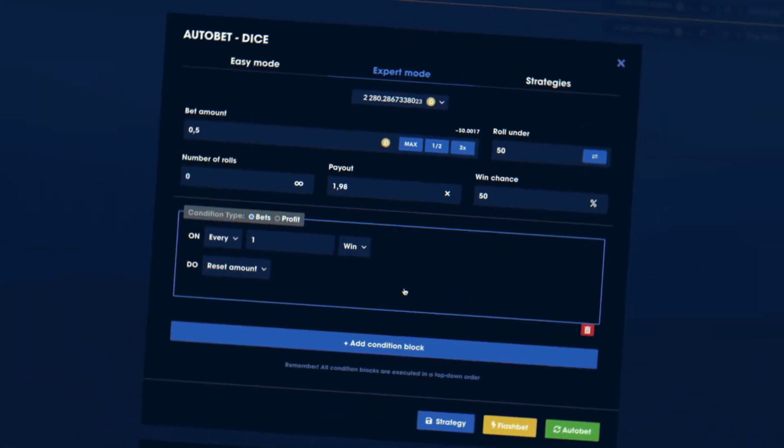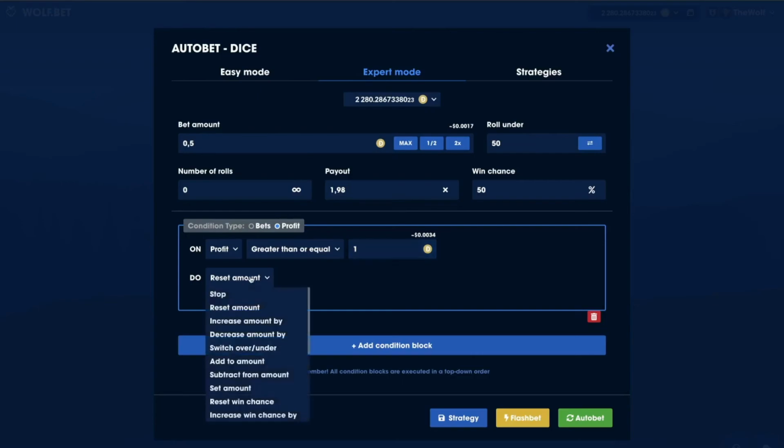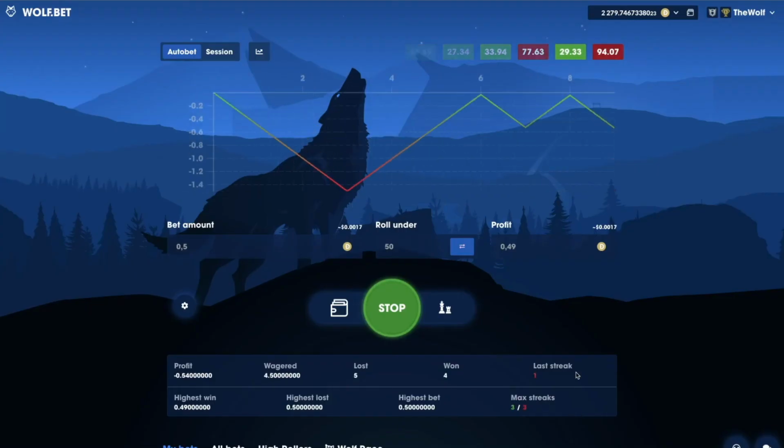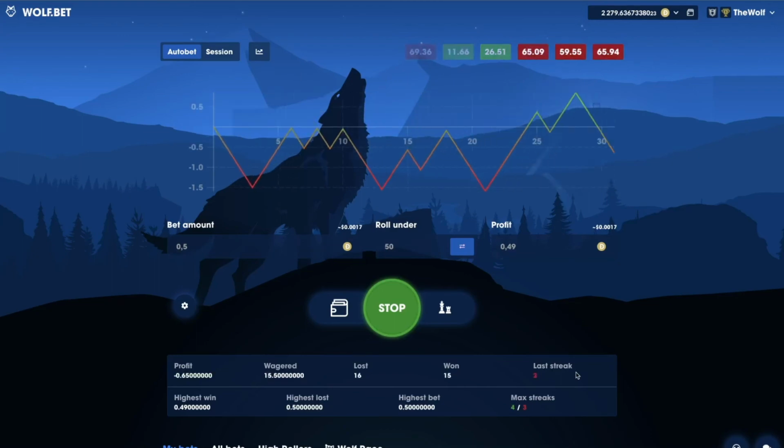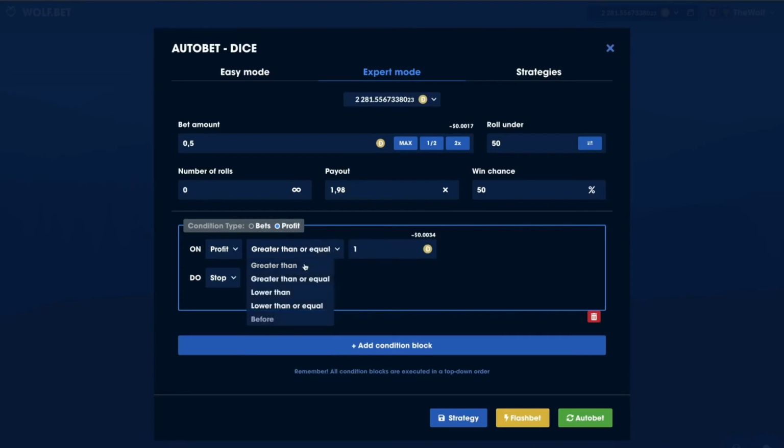And there you go! After going through bets mode on Autobet, I will now quickly explain how the profit mode works. When you select On Profit, you're setting your desired action to happen when your profit goal is met. For example, if I choose On Profit greater than or equal to, let's say 1 dodge, I'm setting my action to happen when I get 1 dodge of profit or more. In this case, I want my Autobet to stop. If I selected greater than, my profit would have to be higher than 1 dodge.